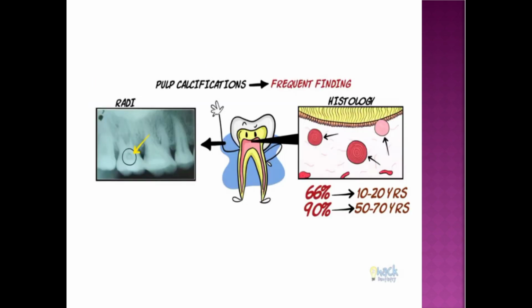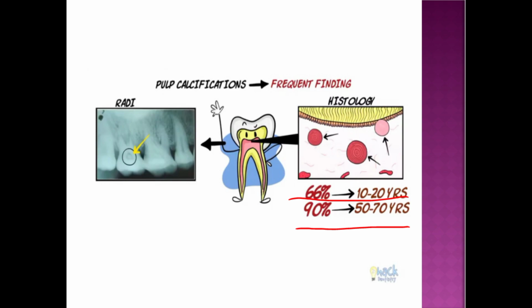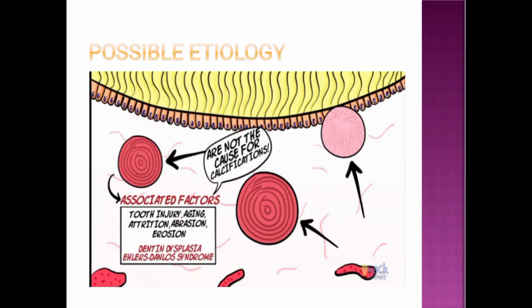Moving towards words, pulp calcification is a frequent finding. You will frequently find that the pulp is calcified. In 10 to 20 years of age it is 66%, and 90% in 50 to 70-year-old patients. You can see even in this X-ray that the pulp is calcified.